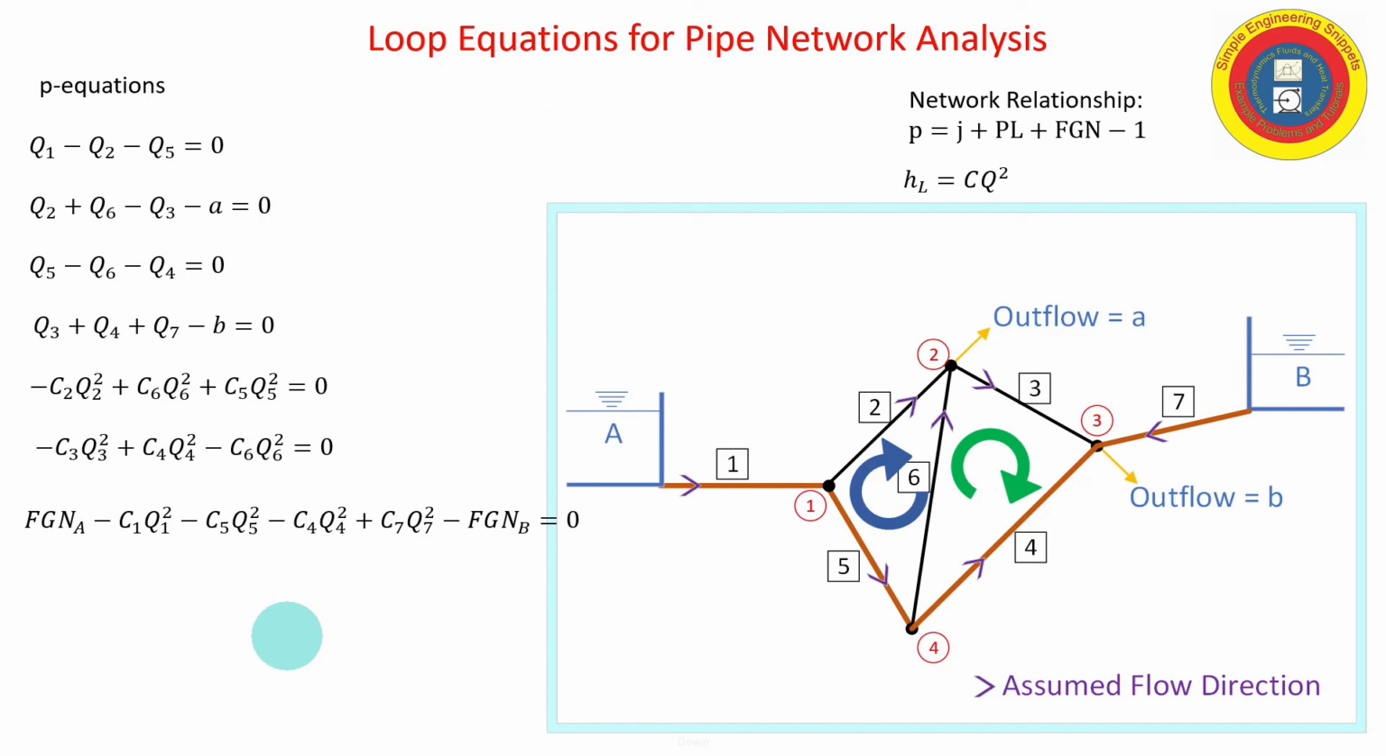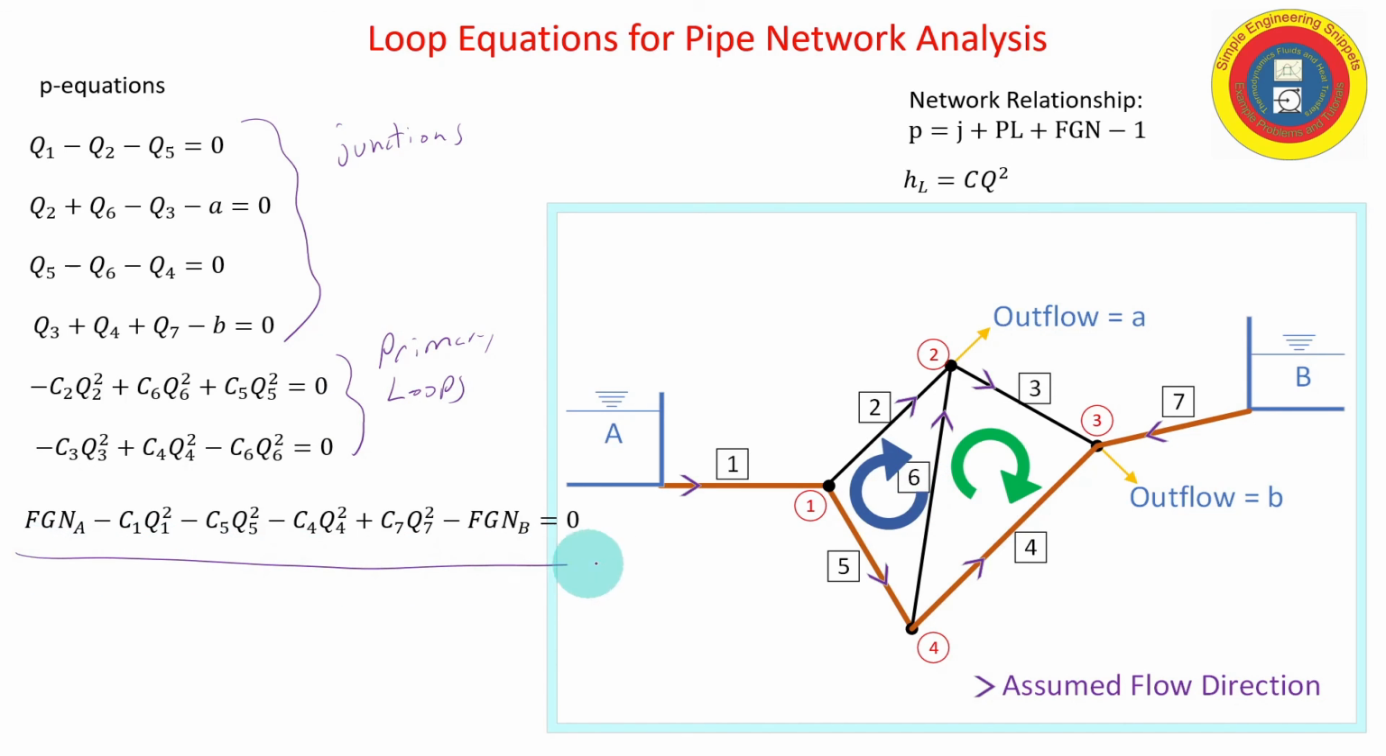So let's review the equations. I've got 4 equations by applying continuity to the 4 junctions. I've got 2 conservation of energy equations applied to the 2 primary loops, and I have conservation of energy applied to the single pseudo loop.